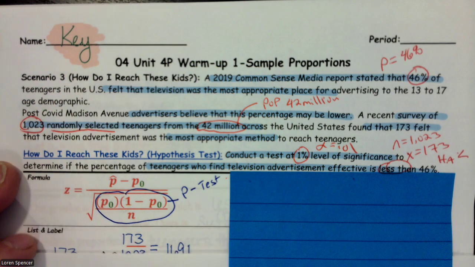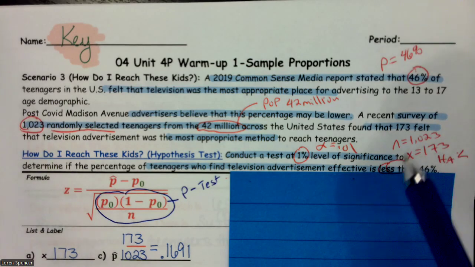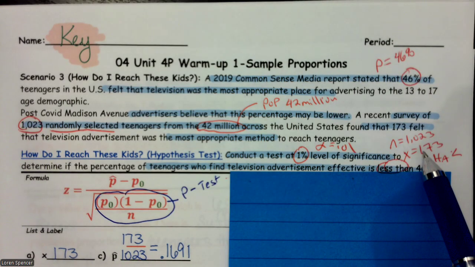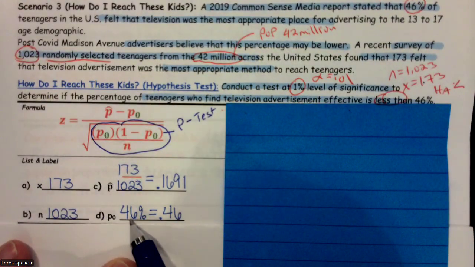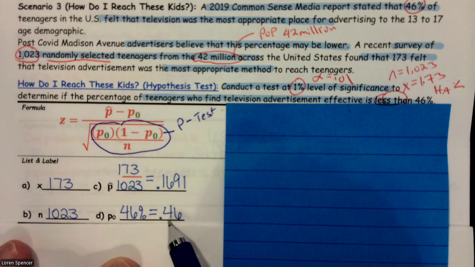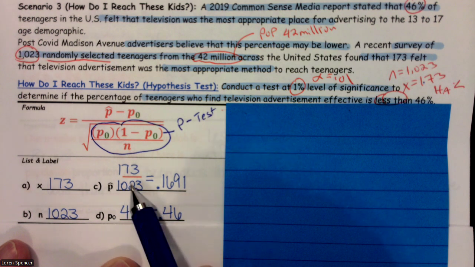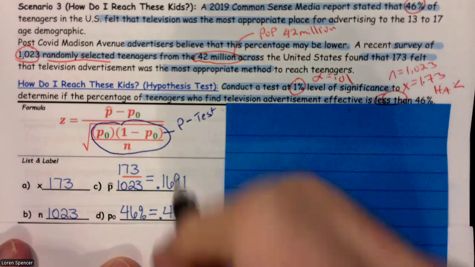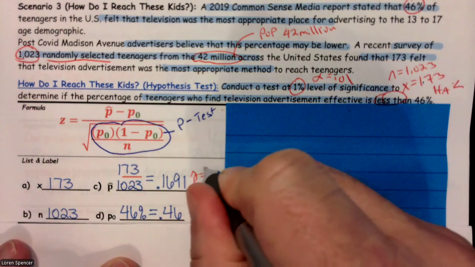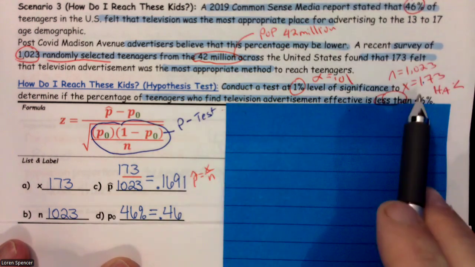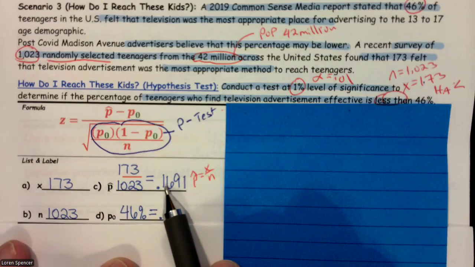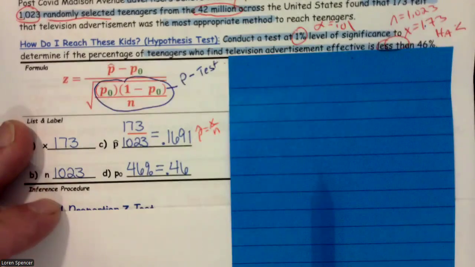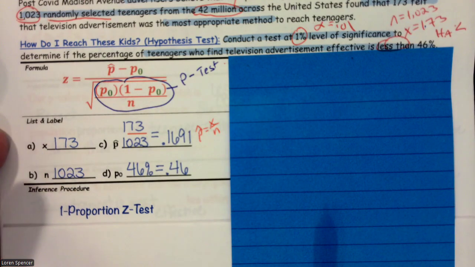All right, so most of our information was given to us. We know our x is 173. We know our sample size is 1,023. And they gave us this percentage was 46%, which is 0.46. Don't forget, that's 46 divided by 100. What they didn't give us was p hat. Please don't forget p hat equals x over n, which is just the 173 divided by the 1,023 as we have written right here. We already said that we're going to do a one proportion z test. So there we go with that.